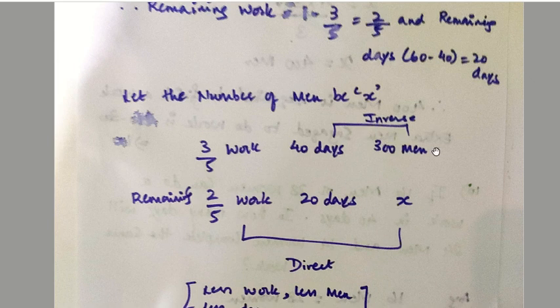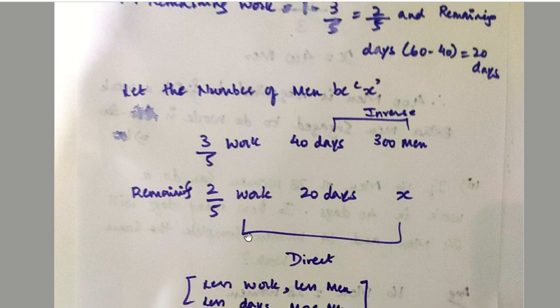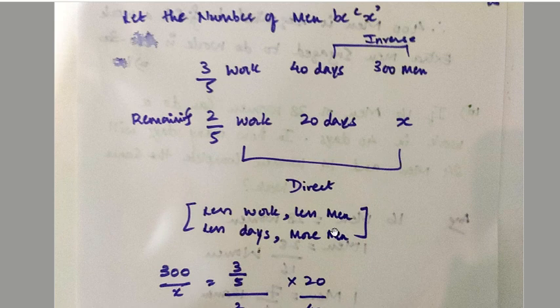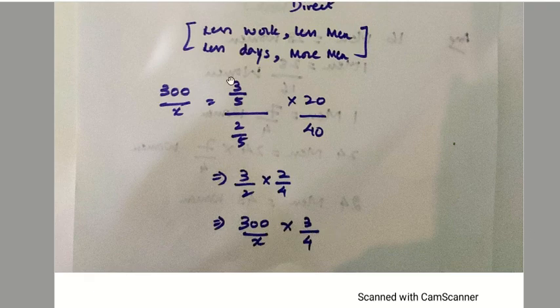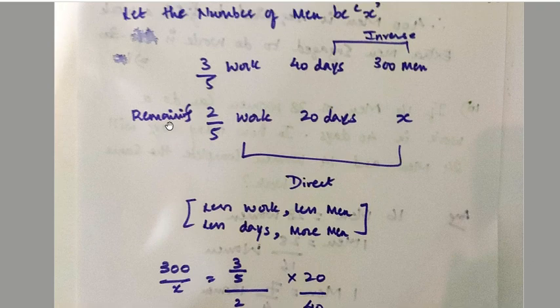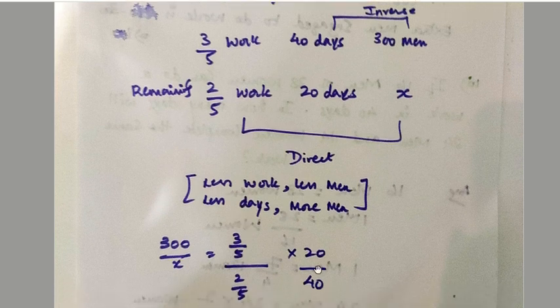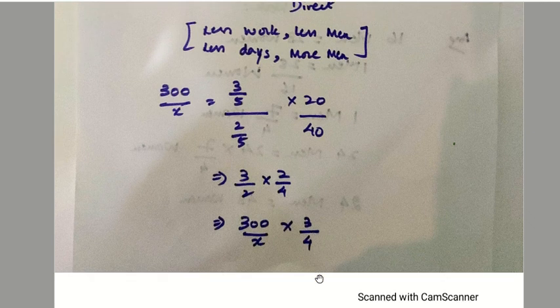So if days are more, obviously the men count will be less, which is an inverse proportion. And if the work is more, the men will be more, which is a direct proportion. So less work, less men; less days, more men. 300 divided by x is equal to 3 by 5 divided by 2 by 5 into 20 by 40. Because it is an inverse proportion, the numerator becomes the denominator and the denominator becomes the numerator.